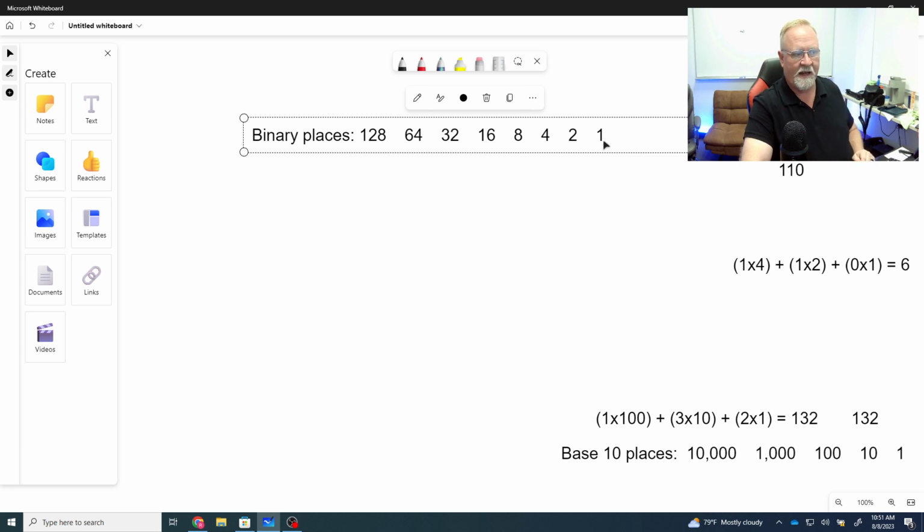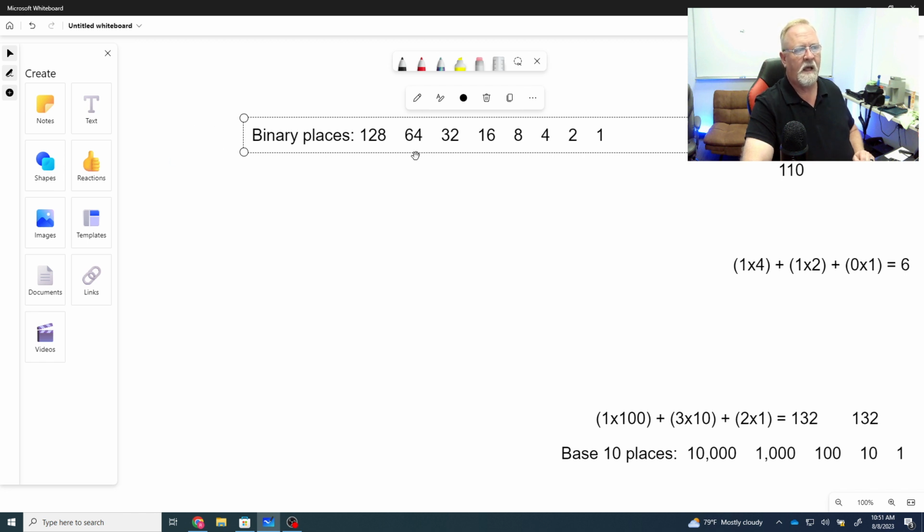You'll notice that each of these places is a multiple of the number 2, which is how many digits you have to work with. That's the base of the system, 2. So what you have here is 1 times 2 is 2, times 2 is 4, times 2 is 8, times 2 is 16, times 2 is 32, times 2 is 64, 128. We could go to 256, 512, 1,024, 2,048, and so on, but we don't need to.